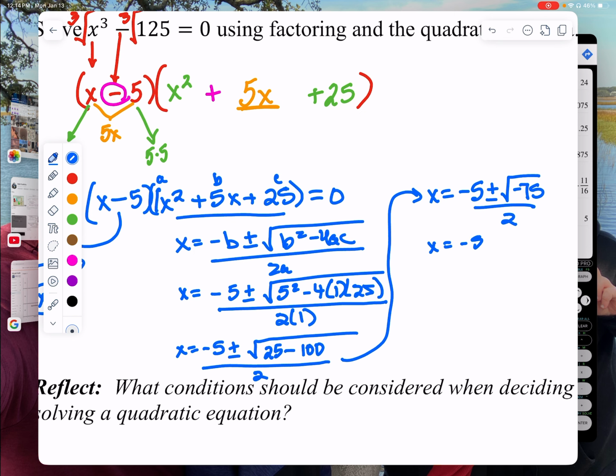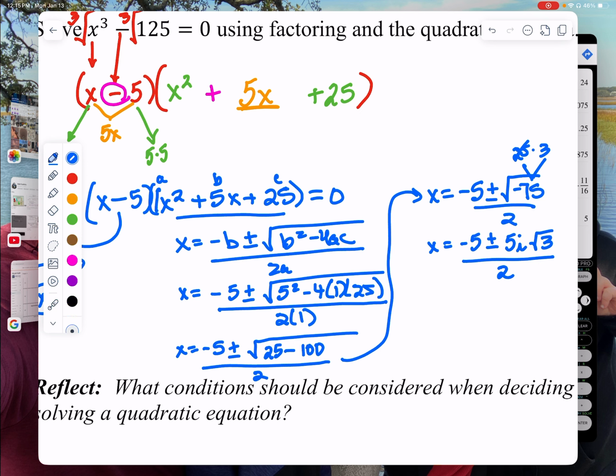Now, 75, I'm going to break up into 25 times 3. And 25 has a square root, so it's going to come out as a 5. The negative comes out as an i, and the 3 has to stay in the house, right? Because I can't take the square root of 3. All over 2. And because 2 does not go into 5, I'm done. If this was a 6, then I would have to keep simplifying, even though 2 didn't go into the 3.